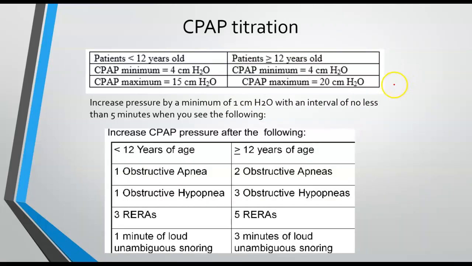So in short, for adult patients, age 12 or more, the minimum CPAP is 4 and the maximum is 20. For those less than 12, the minimum CPAP is 4 and the maximum CPAP is 15. Increase the pressure by a minimum of 1 centimeter, with an interval of no less than 5 minutes, when you see the following events. For adult patients, 2, 3, 5, 3: 2 obstructive apneas, 3 obstructive hypopneas, 5 RERAs, 3 minutes of loud snoring. And for pediatrics, 1-1-3-1.